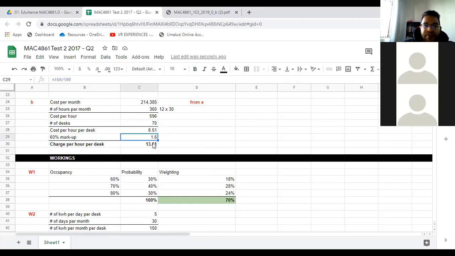With a markup of 60%, they need to charge 13 Rand per hour. Very cheap, eh? Very cheap. So that is basically it over there, but that's per hour. So that is the answers to our part A and part B. You can do part C.